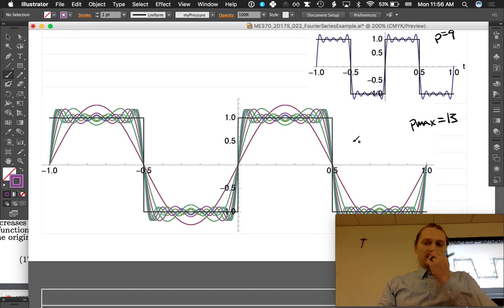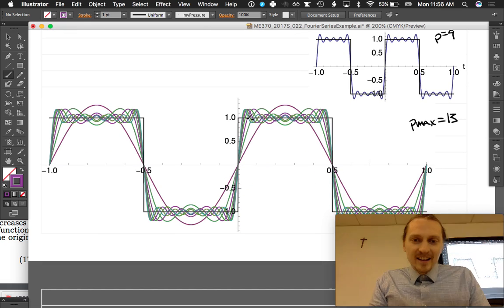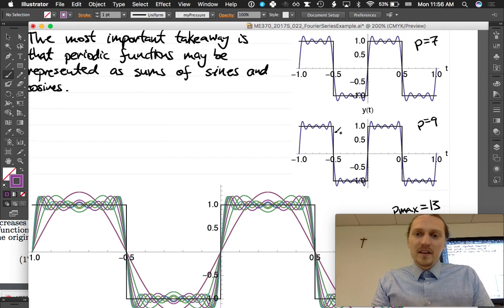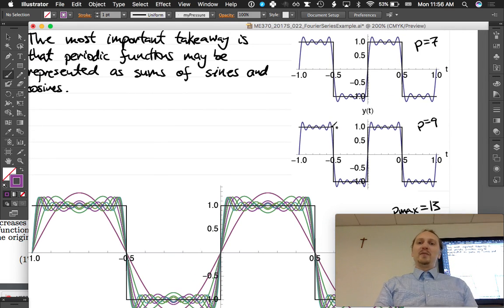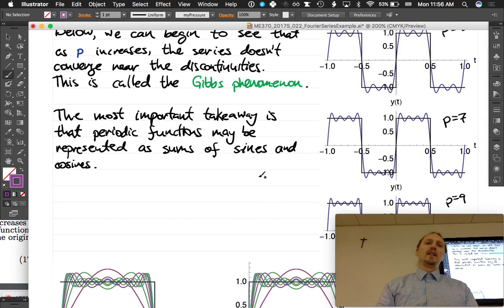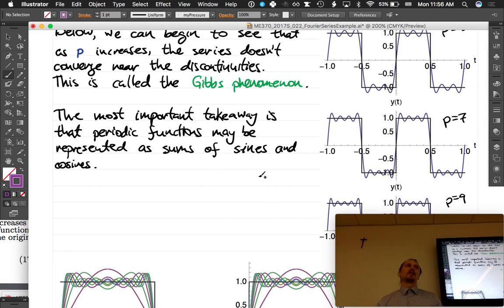I did it up to 13, and you get this. Notice that the amplitude gets a little bit peaky right at these transitions. At a discontinuity, this is called Gibbs phenomenon.